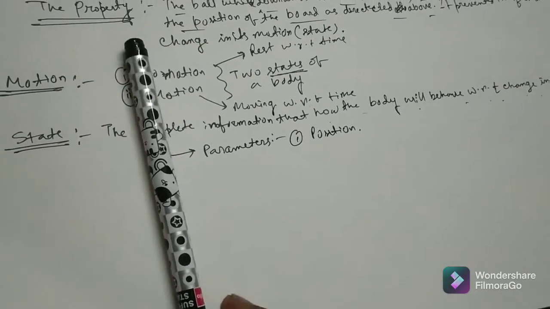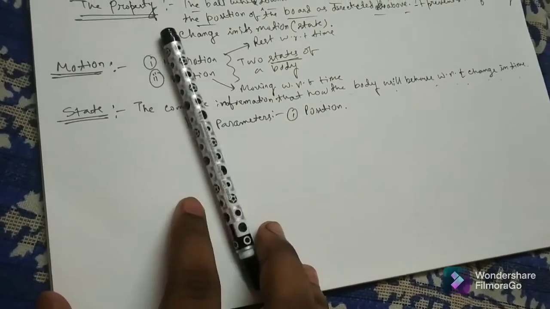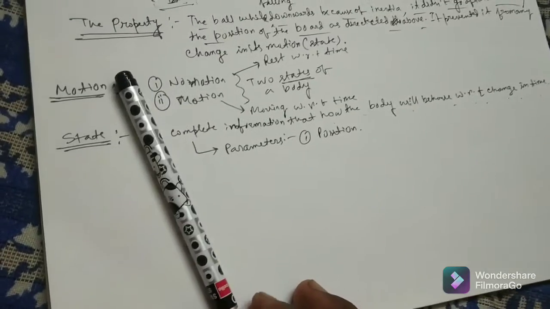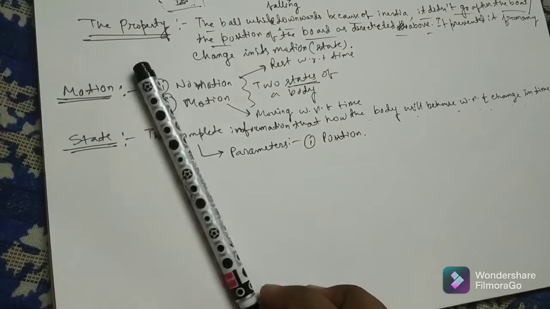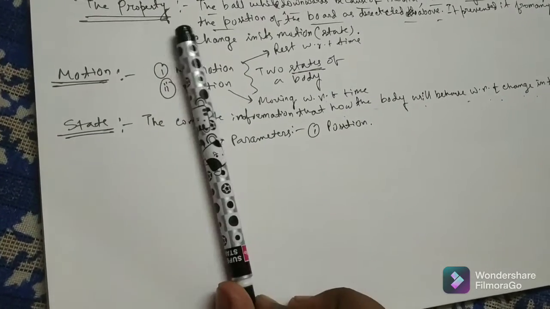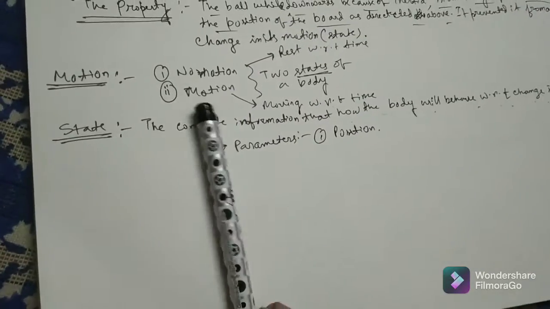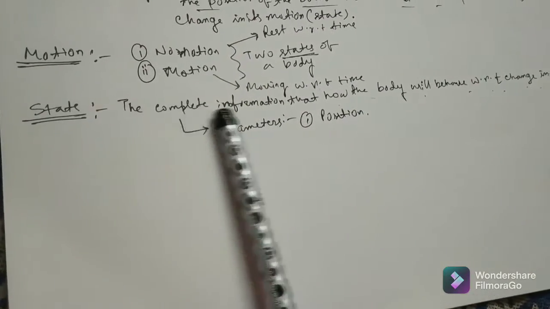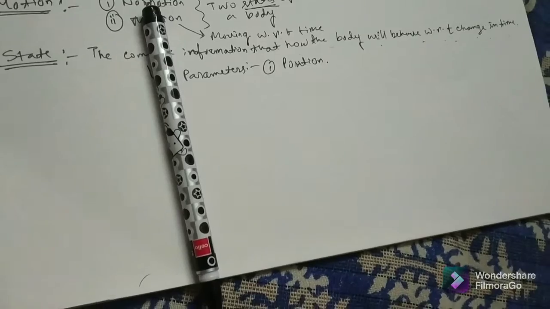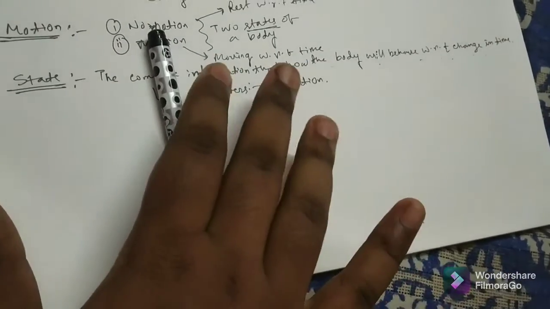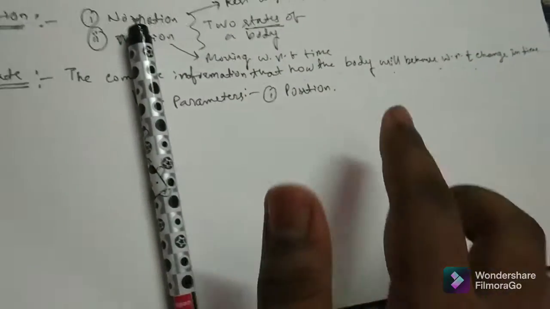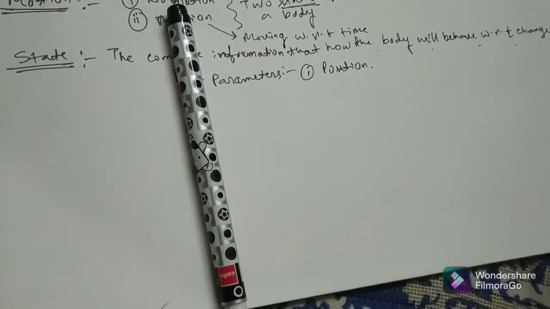How position? The pen is at a particular position. Now after 5 seconds, what position will it be at? It depends on the position only, whether this pen will be at rest or in motion. So this position gives complete information about how the body will behave with respect to time. If after 5 seconds I see that this pen is still at this rest position, then I can say that the body is at rest. So it gives complete information about the behavior of the object.